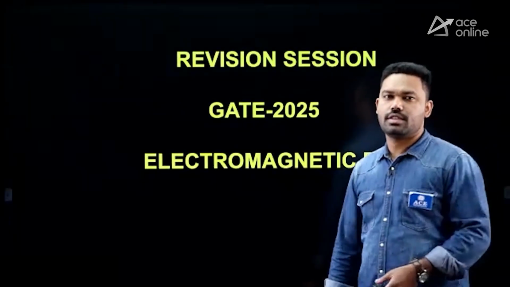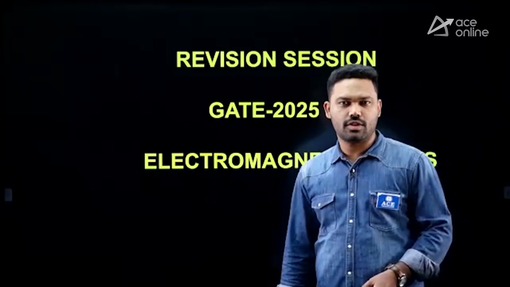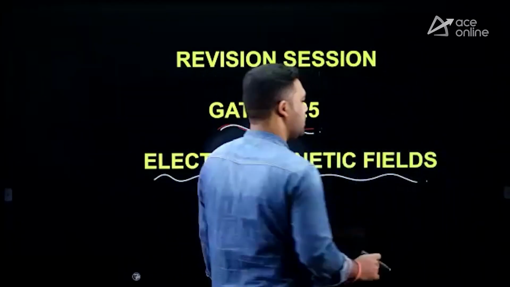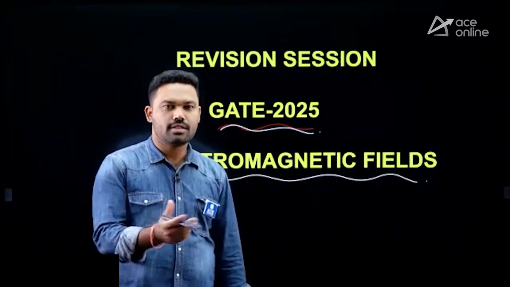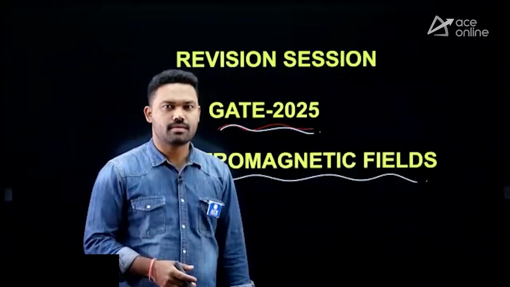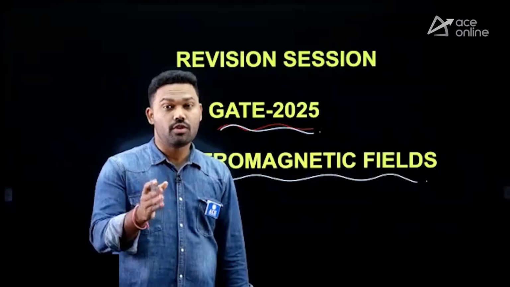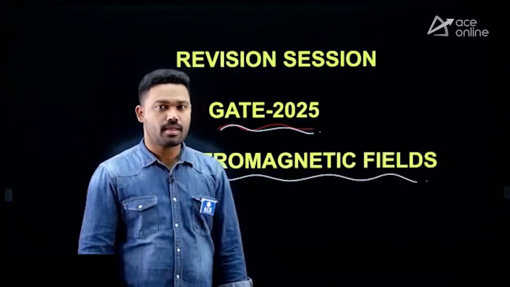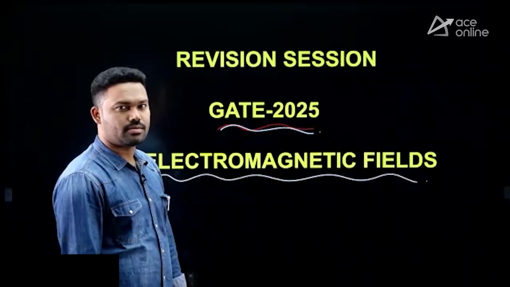So we're going to have a revision session on electromagnetic fields. This is targeted for the electrical engineering students who are preparing for the GATE exam, GATE 25. In recent times, if you observe, year by year, the weightage for this subject is increasing. 4 marks. Do you believe? He is asking 4 marks, sometimes even touching 5 also. Fine. So this is a subject you cannot just ignore.